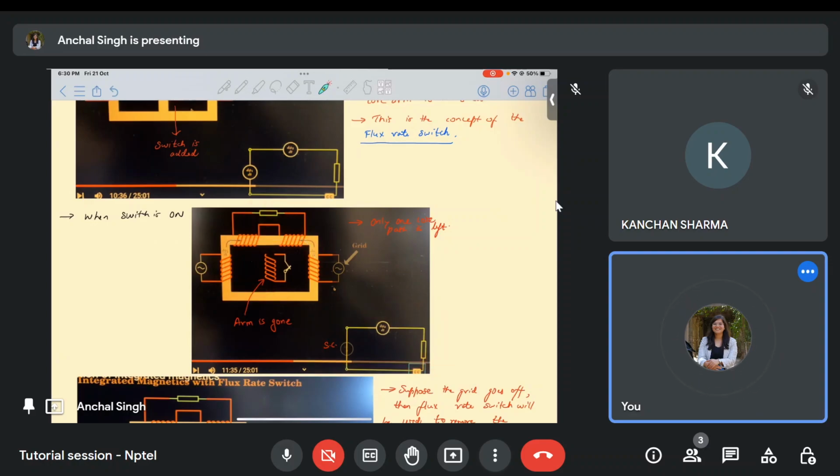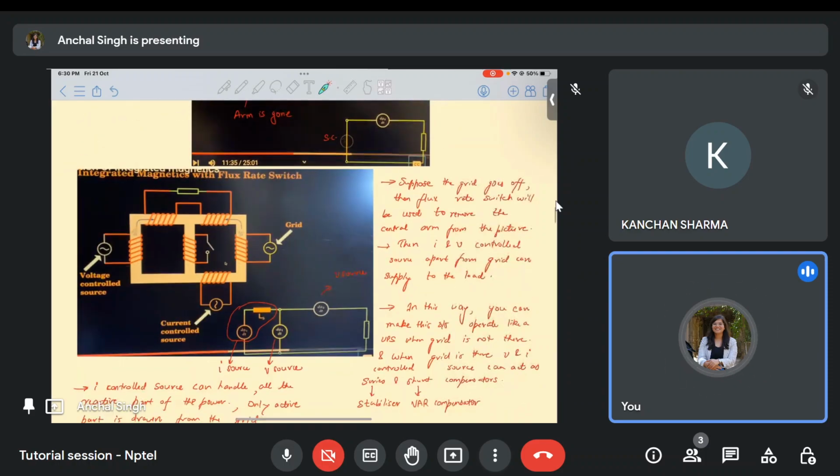Now, in case I am turning the switch off, then the equivalent circuit will be something like this. And in this case, part of the flux will go into this limb also, and a part of the rate of change of flux will go into this limb as well. So my grid will work along with the current control source and the voltage control source.